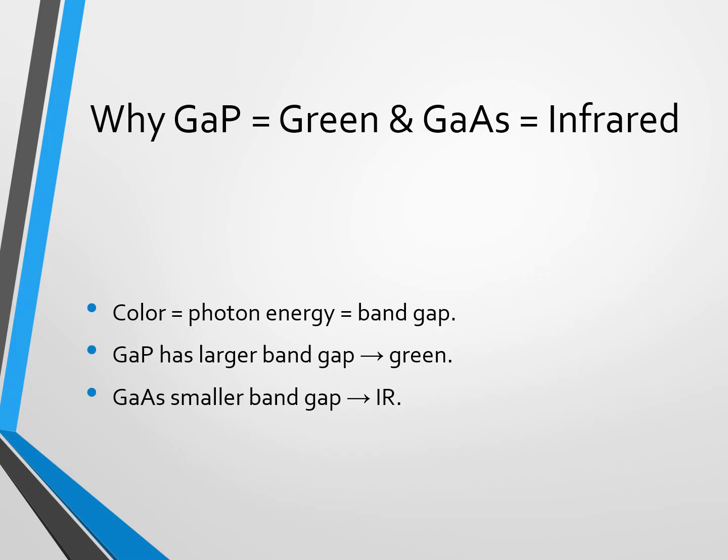GaP has a larger band gap, so when electrons drop across it, they release photons in the green range. GaAs has a smaller band gap, so the photons it emits fall into the infrared region, which is invisible to the human eye. So the color isn't because of dyes or chemicals, it's purely the physics of electron transitions.